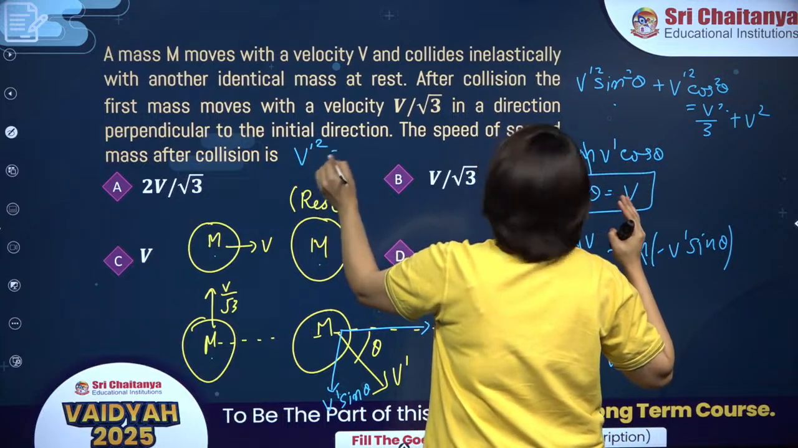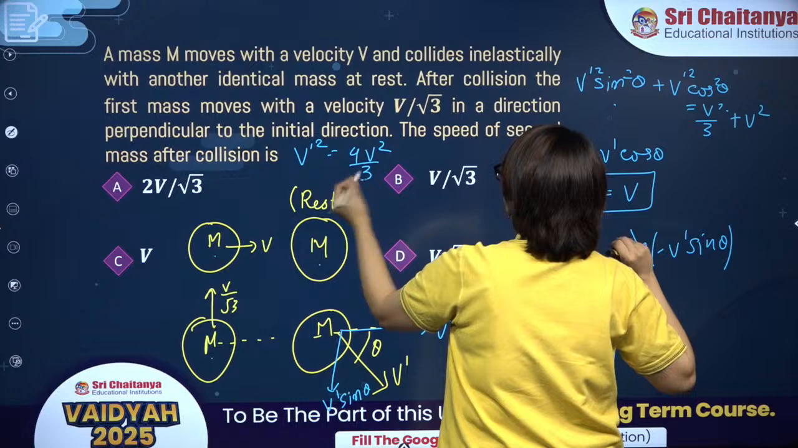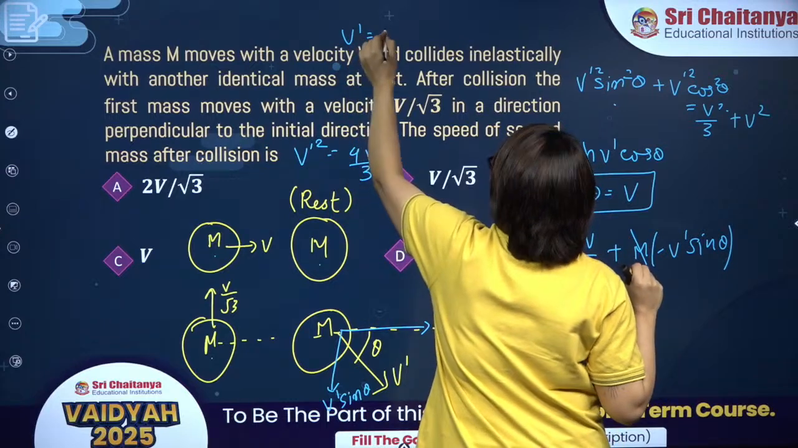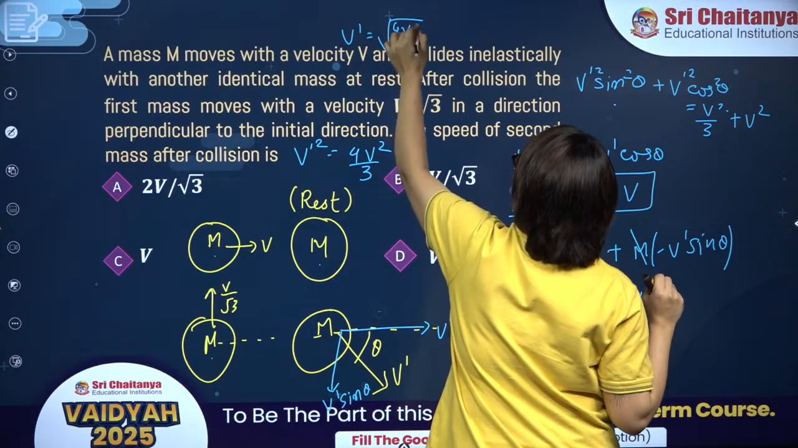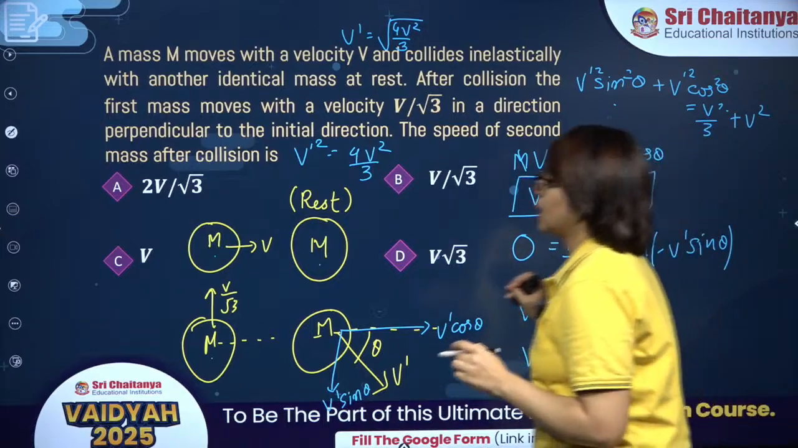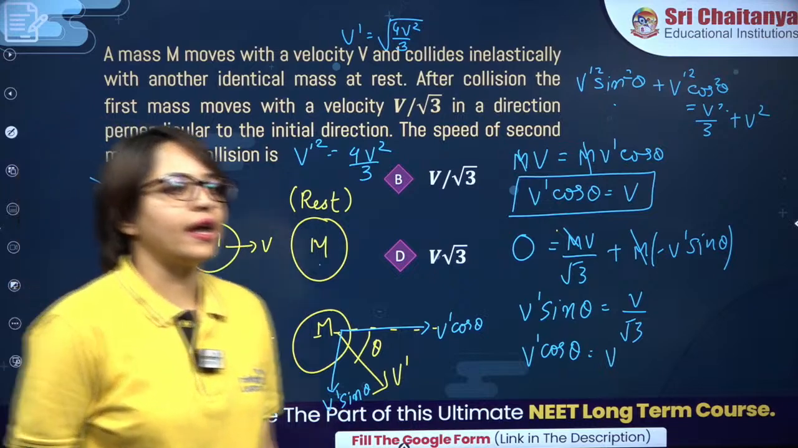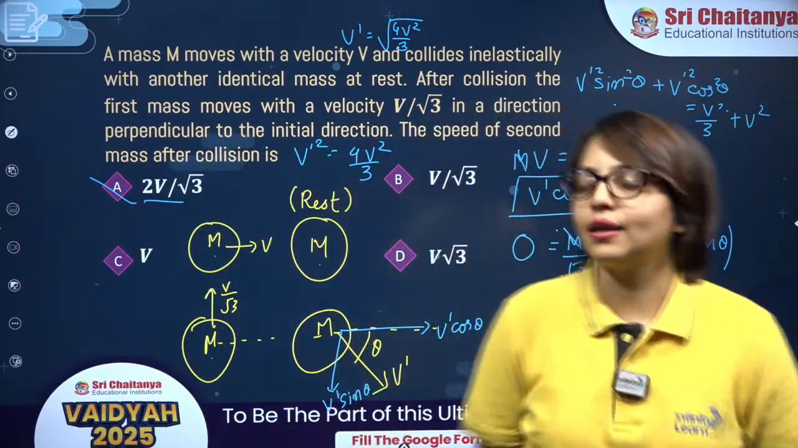So v dash square is v square by 3 plus v square, which is 4v square by 3. So v dash will be under root of 4v square by 3, which is 2v upon root 3, which is option A. Yes, so that is how it can be done.